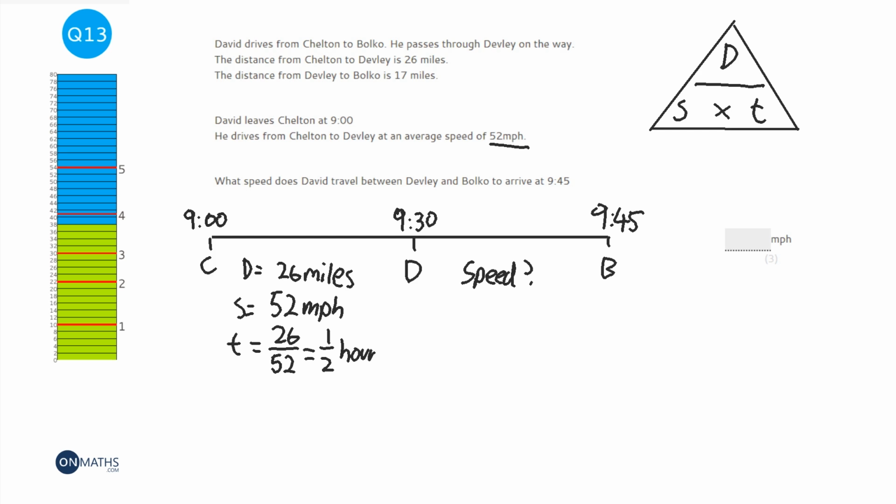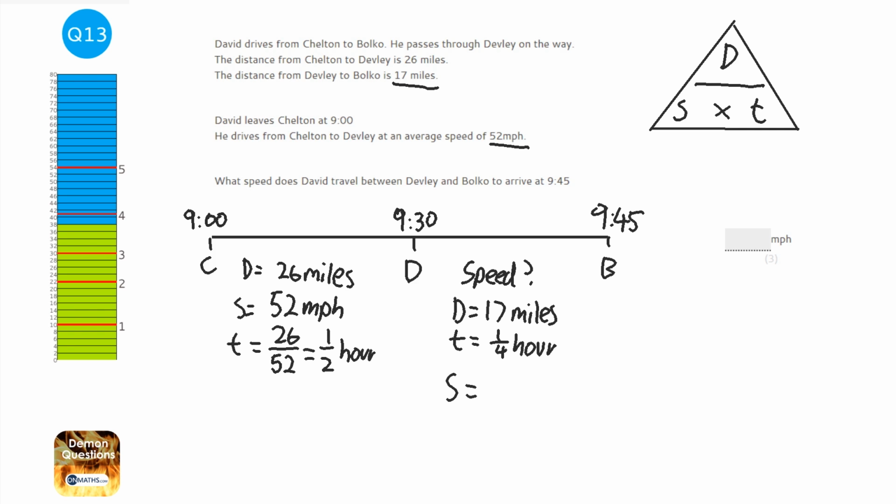So that means that he's got to, well, let's have a look. I've missed out a piece of information there, that it's 17 miles. So the distance is 17 miles. And we now know that the time is going to have to be a quarter of an hour. So we're looking for the speed, well, that's distance, which is 17, over time, which is a quarter.